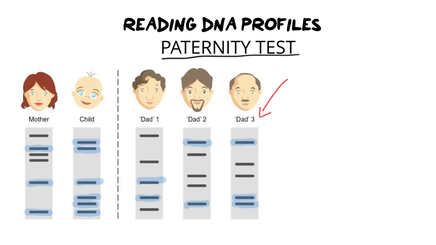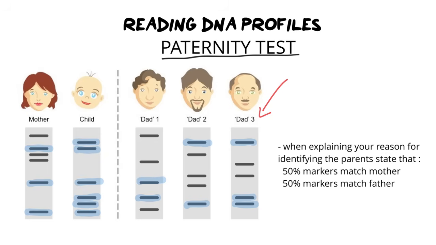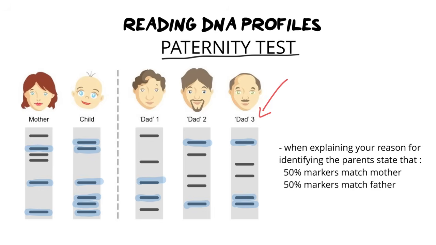When we are in an exam or a test, often they'll ask you to identify the father and then give a reason why you selected that father. And this is what we're always going to provide when we are explaining your reason for parents. So when explaining, you need to state that 50% of those markers match the mother and 50% of the markers match the father. And when I talk about a marker, I mean those bands or those dark lines that we see there. And that's actually kind of how it makes sense, in that that's how we make children, right?